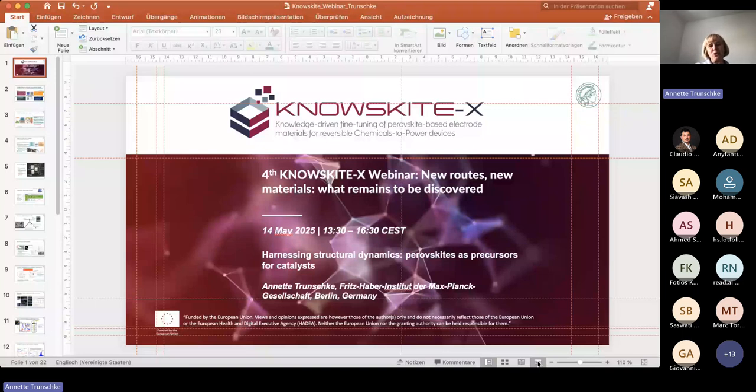With this, I come to my conclusions and take-home messages. I would like to demonstrate, for the example of thermal catalysis on perovskites, that these materials are interesting in thermal catalysis due to their compositional and structural variety. However, it's very difficult to control their functionality in a catalytic reaction via synthesis, because we have very complex correlations between the composition, the bulk structure, and the surface chemistry. And this also changes under reaction conditions.